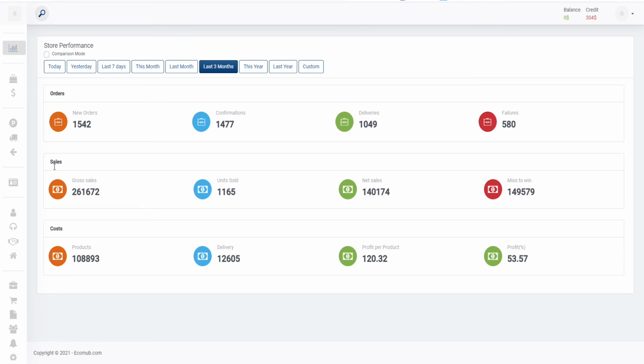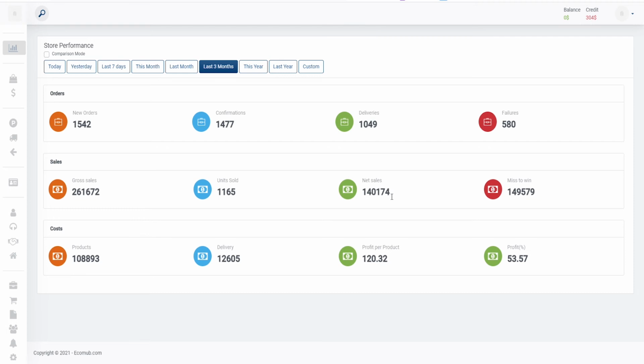Then you have the sales. In your sales you have the gross sales, which is the total amount generated out of the delivered orders. Here you have the units sold. You got like 1049 deliveries, but some orders contain more than one product, so here you get the exact number of units that were sold.